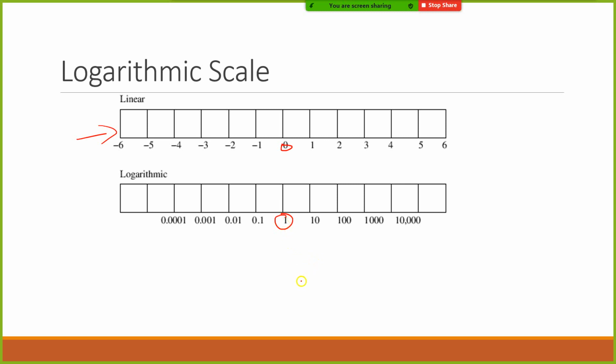So the log of 0 is 1. Let's check it out. So log of 0. Oh no, that's a lie. Let me see. Log of 1 is 0. It's the other way around. My bad. So log of 1 is 0. Now let's try log of 10. Log of 10 is 1.